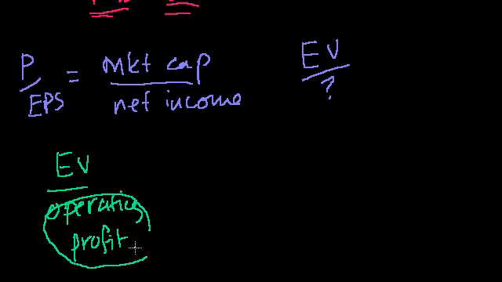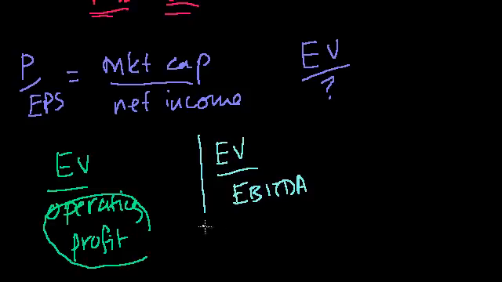Now, the more conventional metric that you'll see when people talk about enterprise values is enterprise value to EBITDA. And if you go and get a job as a research analyst at some firm, this is something you're going to be expected to calculate for a company and hopefully talk reasonably intelligently about. So the first question is, what is EBITDA? EBITDA is earnings before interest, taxes, depreciation, and amortization.